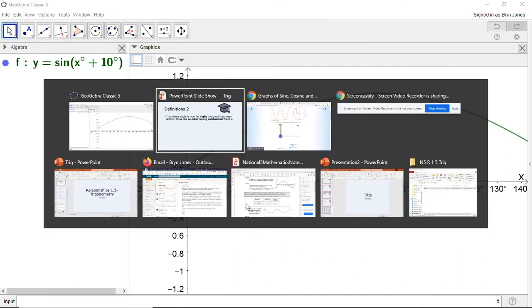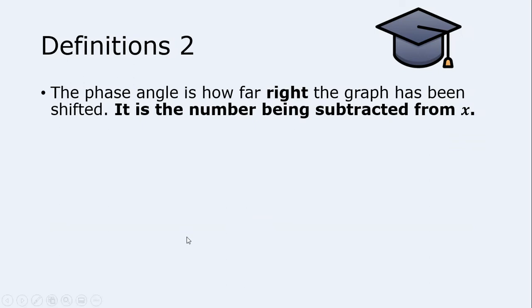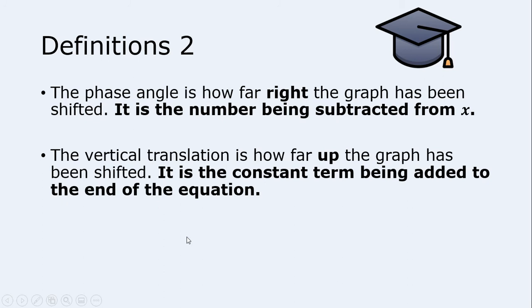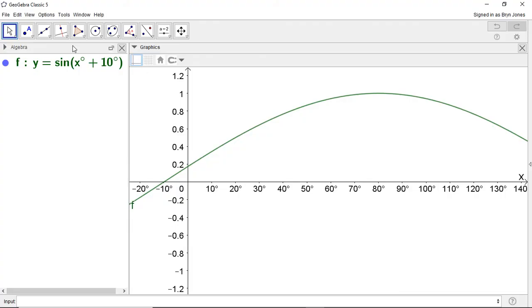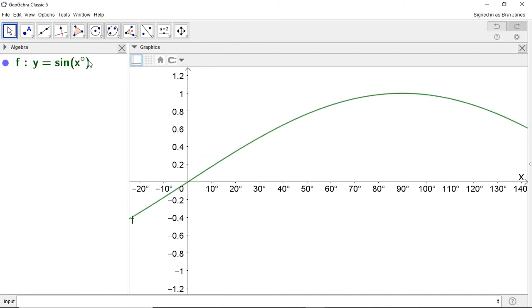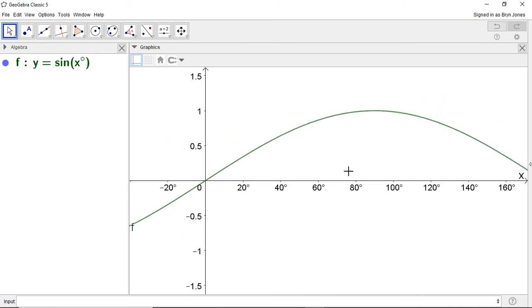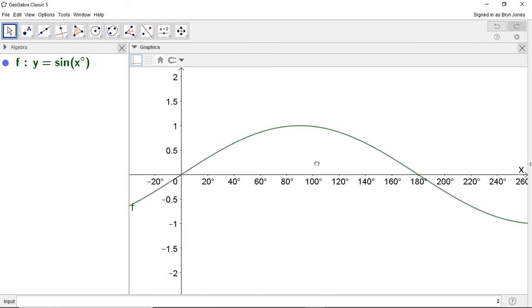Okay, so we're nearly done on all these definitions. There's just one more that I want to show you, and it's this one here. It's the vertical translation. So we've talked about shifting left and right. Now we're going to talk about shifting up and down. And it works in a similar way. Let's just go back to our normal sine graph. So here we go, we've got a nice sine curve here.